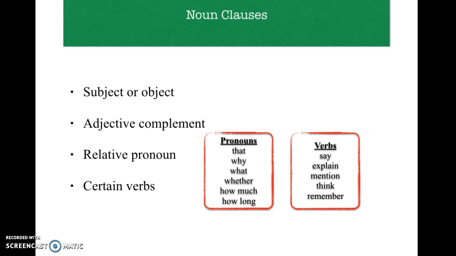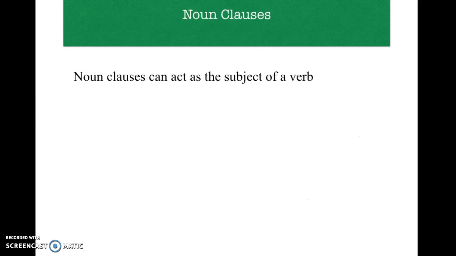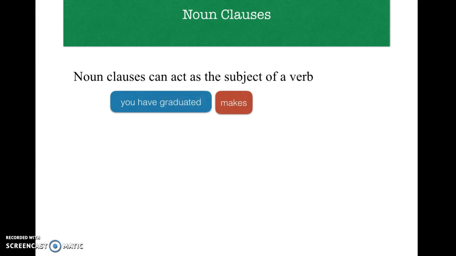So let's look a bit deeper into what exactly they are. Again, they can be the subject of a verb. So let's have make or makes as a verb. Okay, so we want to say you have graduated, makes the whole family proud. But this doesn't work because you can't have you have graduated as a noun. It's not a noun, it's just a clause.